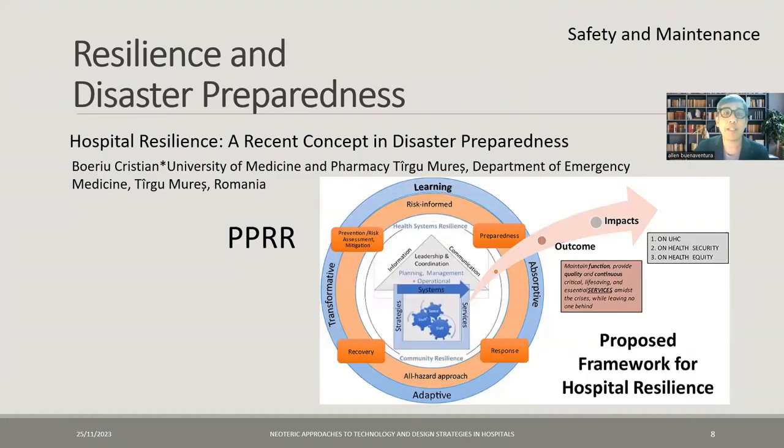In the research Hospital Resilience, a recent concept in disaster preparedness by Bureau Christian, hospital disaster resilience refers to a hospital's ability to withstand, absorb, and respond to disaster while maintaining critical function, and then to recover to its original state or adapt to a new one. The comprehensive approach ensures that the structural components and non-structural components, emergency medical function, and disaster management mechanisms are regularly checked and simulated.